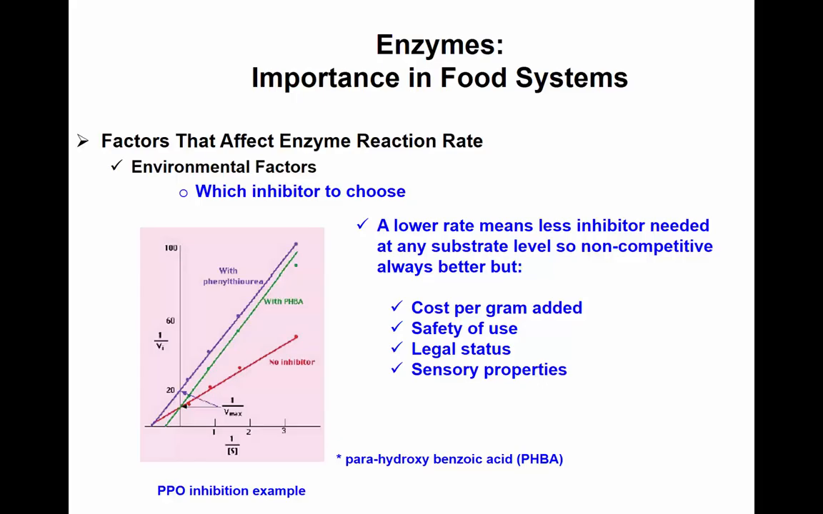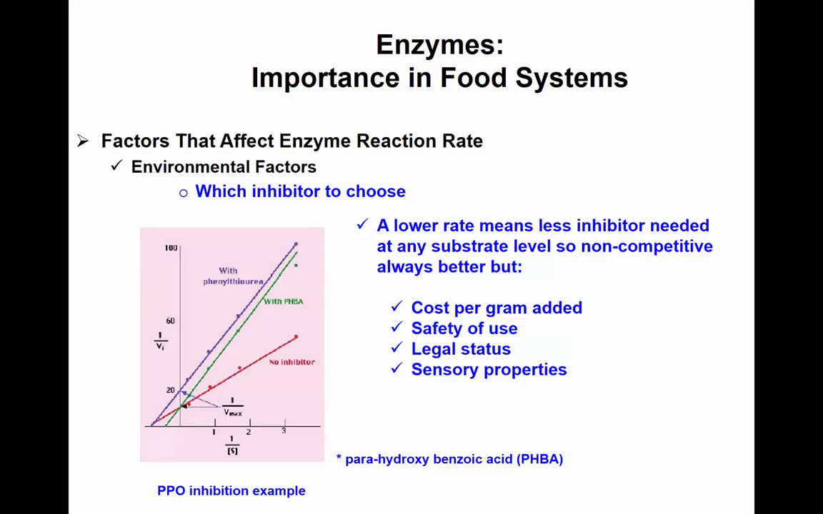Okay, so in this graph here, it illustrates two types of inhibition. The green with para-hydroxybenzoic acid, and then the purple with phenylthiourea. So which one of these is the competitive inhibitor? The green or the purple? Competitive inhibition, Michaelis-Menten. Okay, the green. And the other one, is it non-competitive or uncompetitive? Non-competitive inhibition. So in non-competitive inhibition, the affinity to the substrate is not different, however the Vmax is lower.